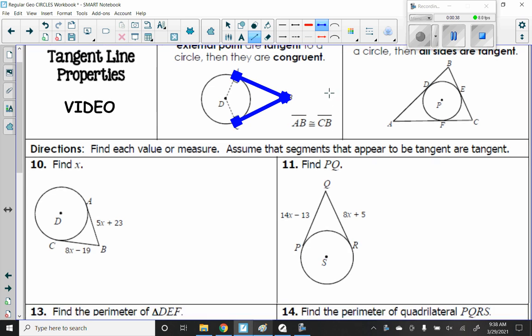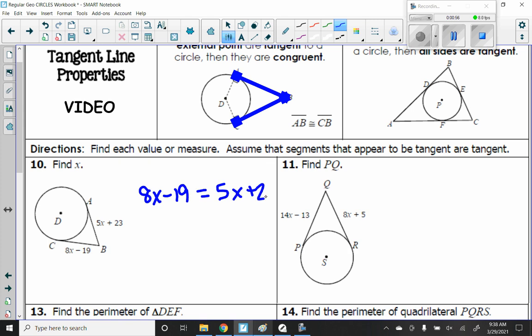Okay, so look at 10 and 11 real quickly. This video will not take long. To solve 10 for x, you will just take these two segments, CB and AB, and make them equal. That is all. That's all you'll do.